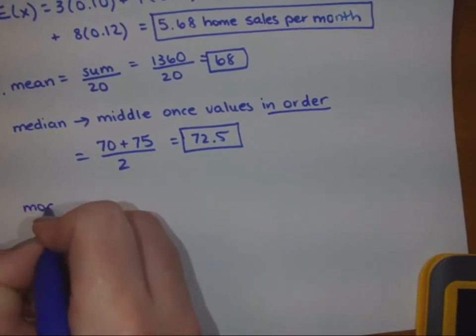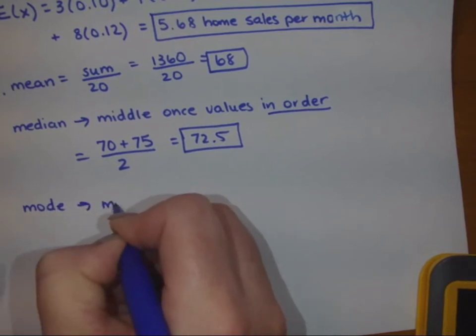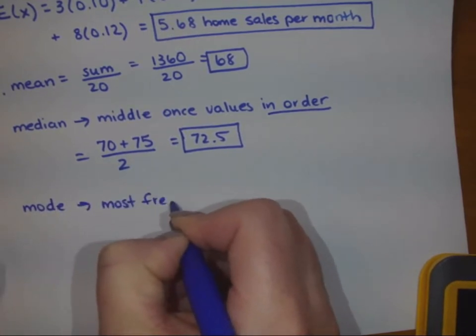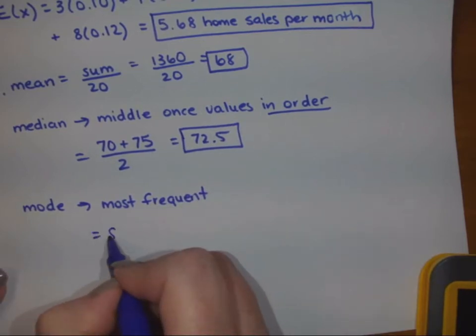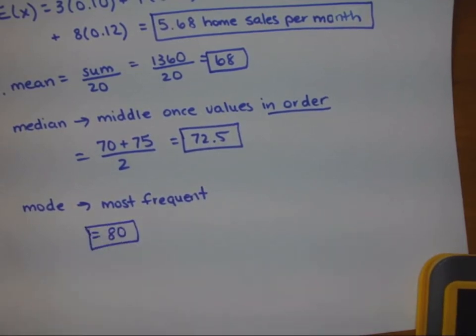And then remember that mode is just the most frequent. So you would just need to, again, look at them, but the mode would just be 80 in this case. 80 is the value that's repeated the most number of times.